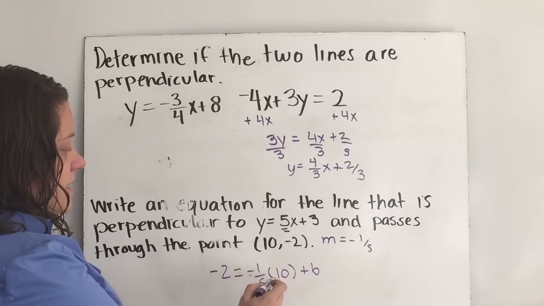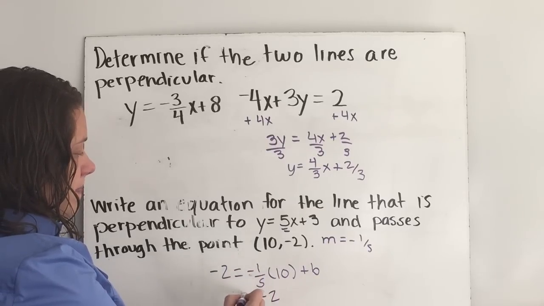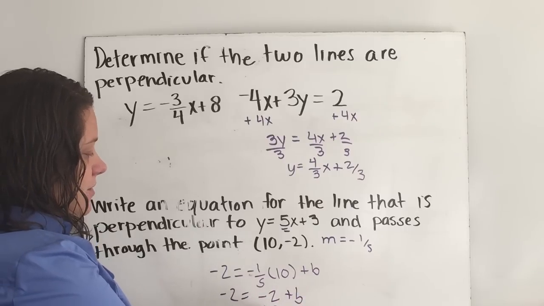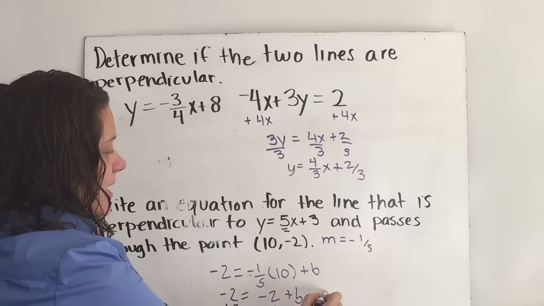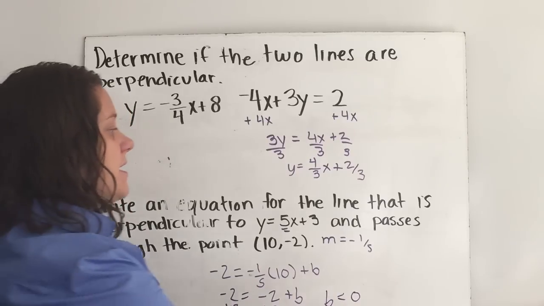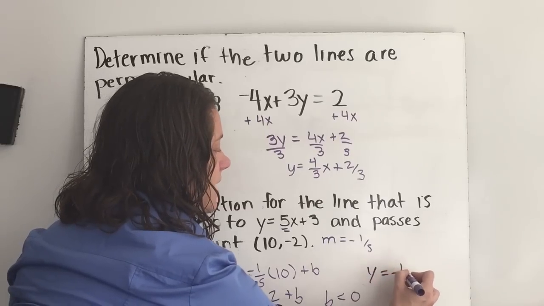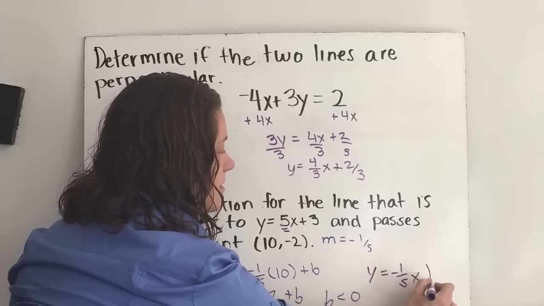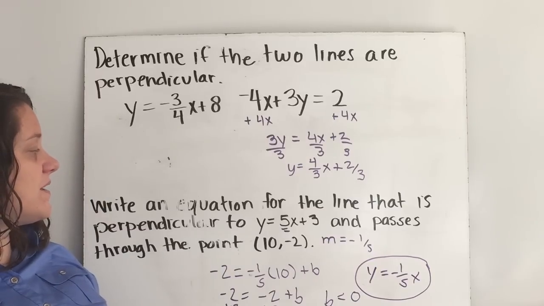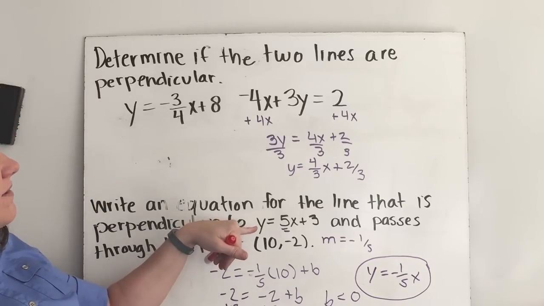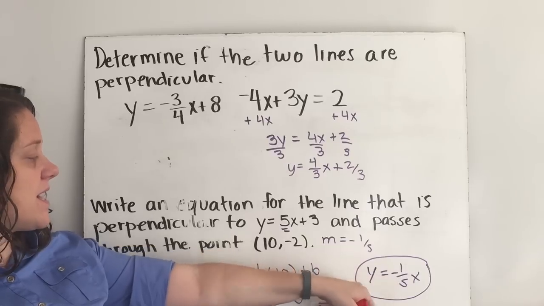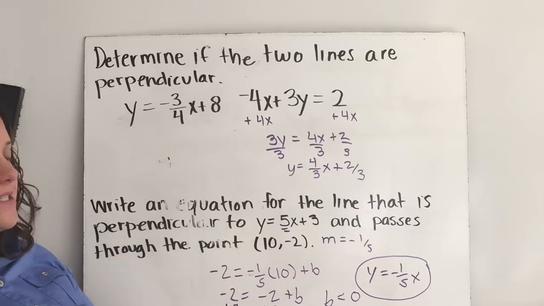So if I multiply these together, that gives me a negative 2 plus b. Now I'm going to add 2. So my y-intercept here is actually 0. So if I go to write my equation, I have y equals negative 1/5 x. And since my y-intercept was 0, I just leave it like negative 1/5 x. So y equals 5x plus 3 is perpendicular to y equals negative 1/5 x. And this equation does pass through 10, negative 2.